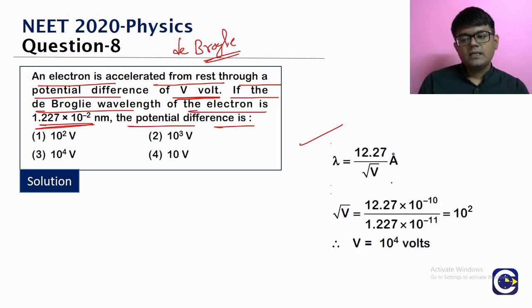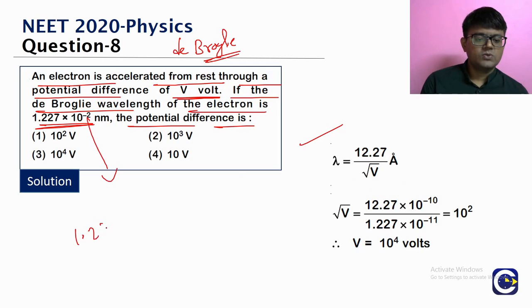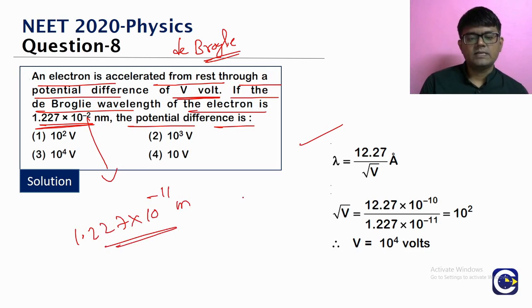Now here, the value of the de Broglie wavelength is given as 1.227 into 10 power minus 2 nanometer. What is a nanometer? 10 power minus 9 meter. So 10 power minus 2 into 10 power minus 9 gives 1.227 into 10 power minus 11 meters.